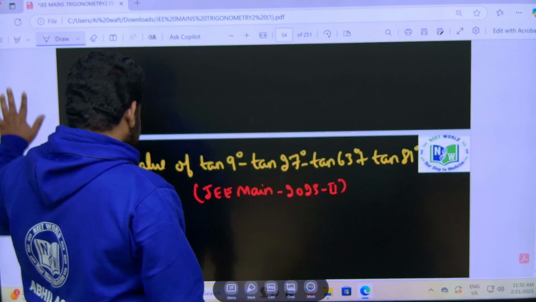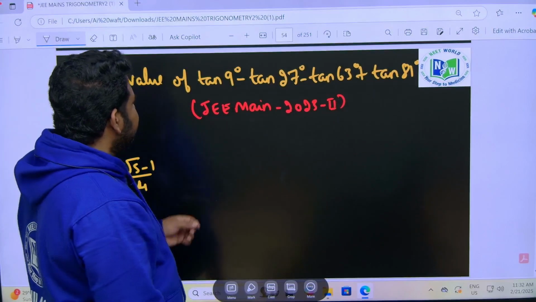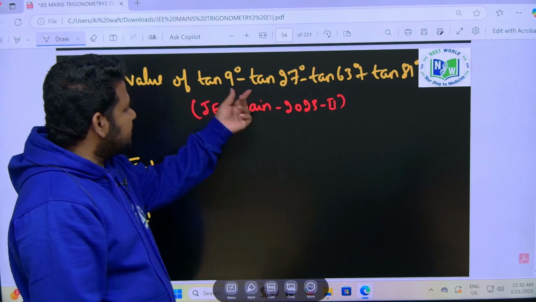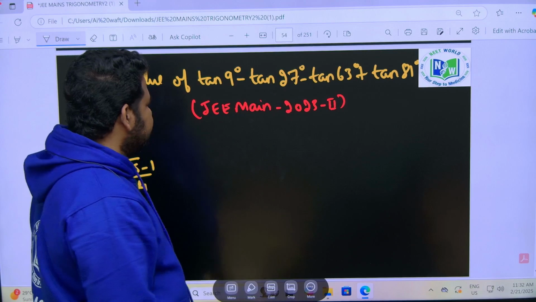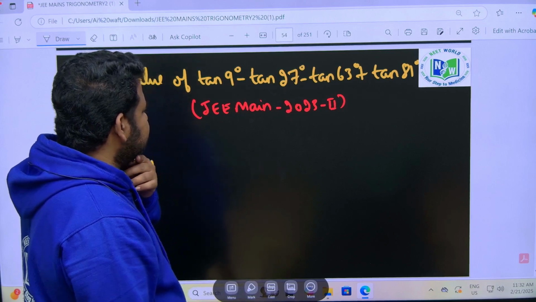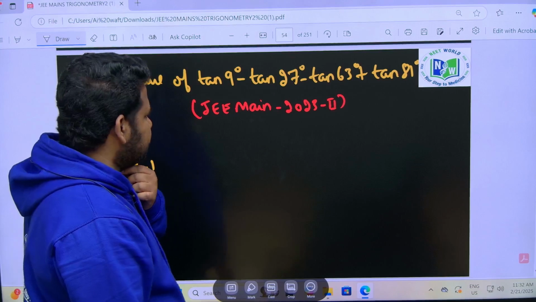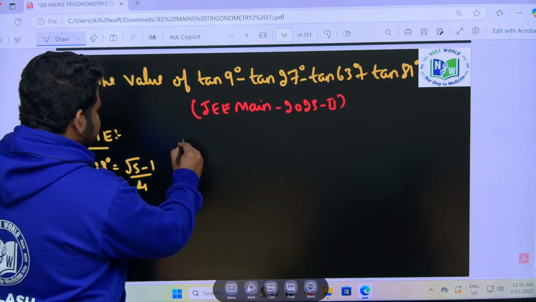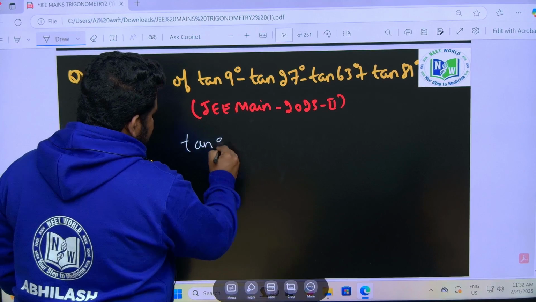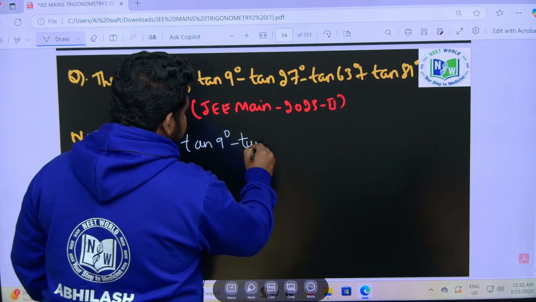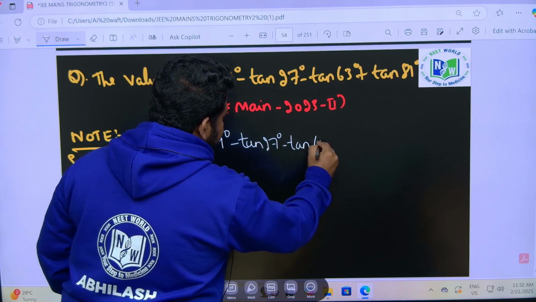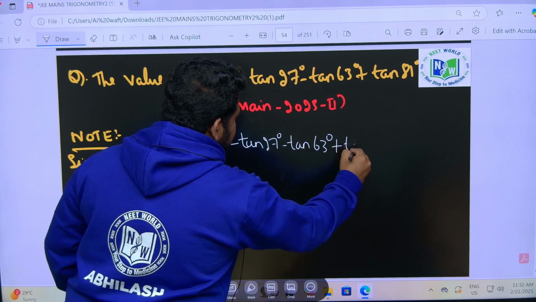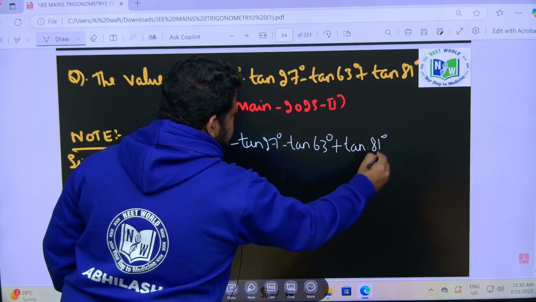Next thing, they are asking us to find the value of tan 9 degree minus tan 27 degree minus tan 63 degree plus tan 81 degree. This is JEE Main 2023 second session. Let us write the question first. Tan 9 degree minus tan 27 minus tan 63 plus tan 81.